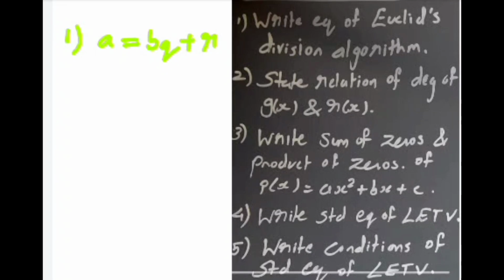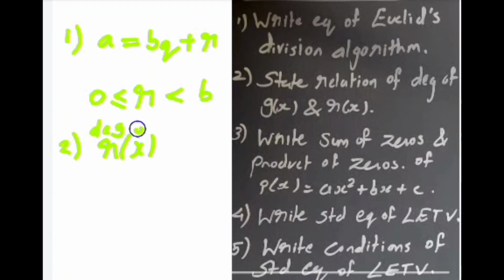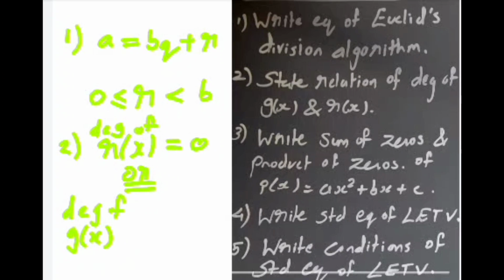b q plus r, और उसकी जो कंडीशन है वो क्या है? r should be greater than or equal to 0 and it should be less than b. Okay, now state the relation of degree of g of x and r of x. तो इसमें degree of r of x, okay, not just r of x, that is degree of r of x equal to 0, or the other condition is degree of g of x that should be greater than degree of r of x.